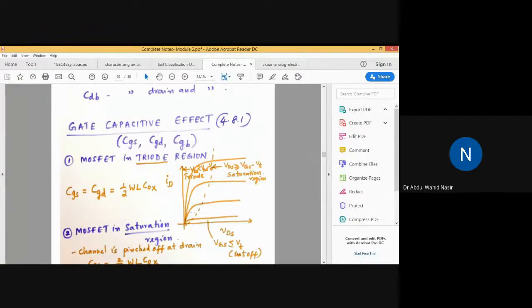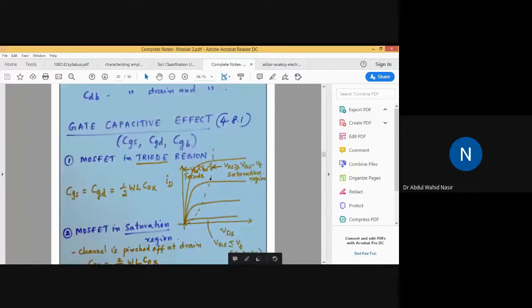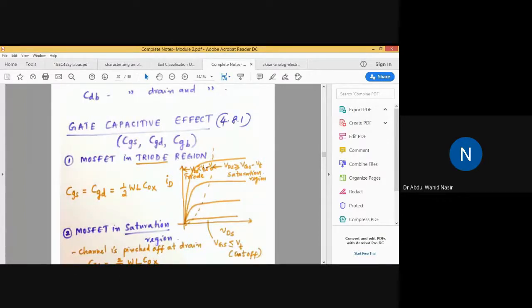Whenever we apply a VDS such that VDS is less than or equal to VGS minus VT, where VGS is the gate to source voltage and VT is the threshold voltage, this term is called the overdrive voltage. In that condition, your MOSFET will work in the linear region or active region, which we can also call the triode region. In your book, it is given as triode region.